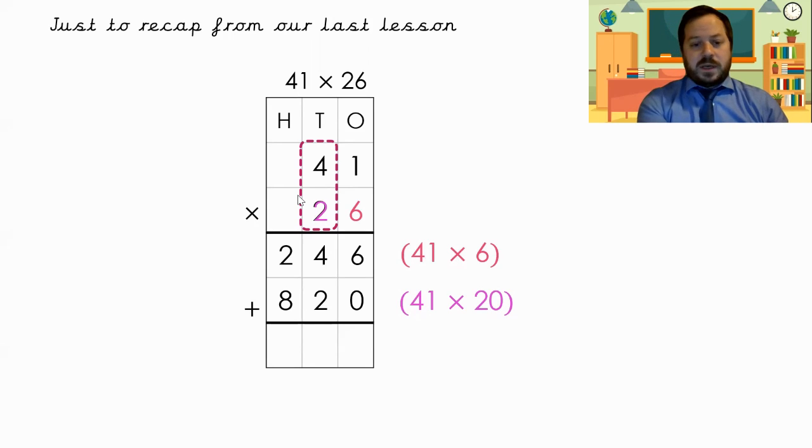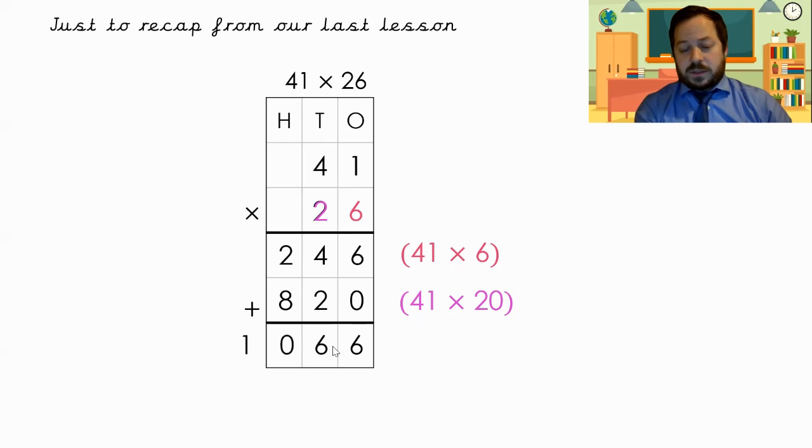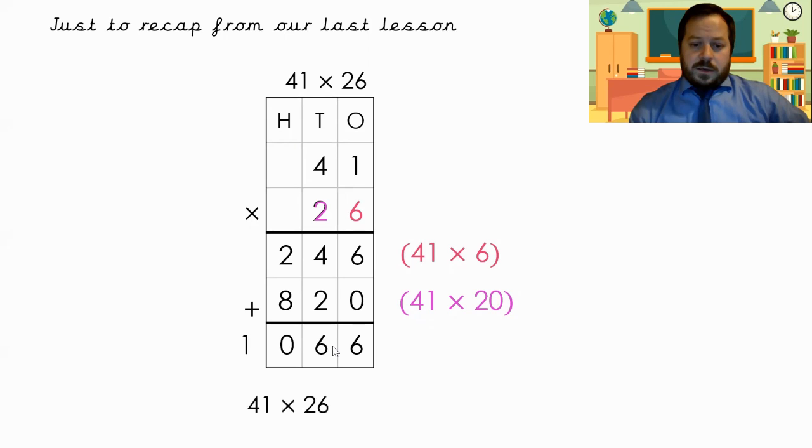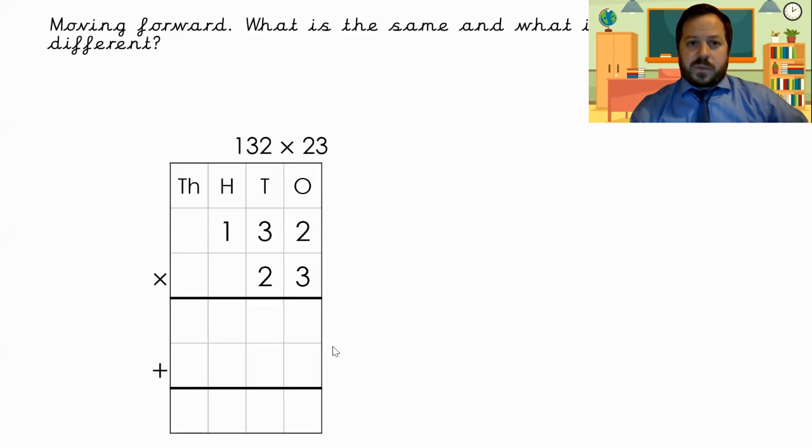Then all we have to do is add those two numbers together to go down here. So our answer is going to be 1,066. So moving forward, having a look at this, what do you think is the same and what's different? You're right. The only difference is that additional column. We've already included here a 100s column.